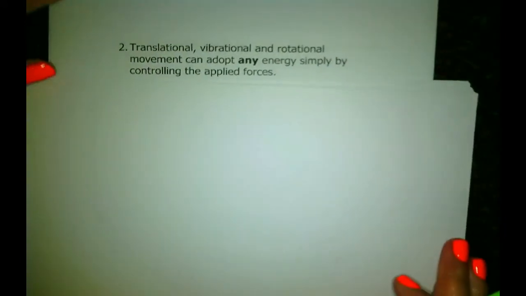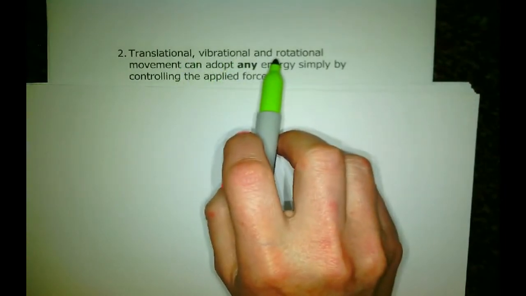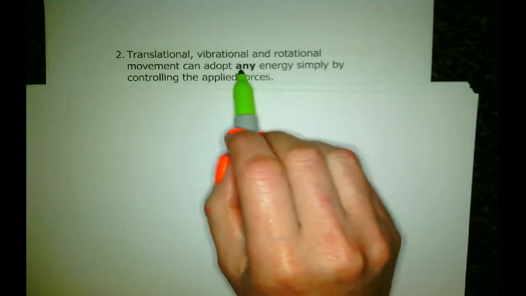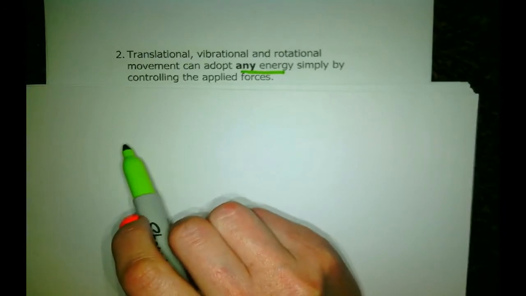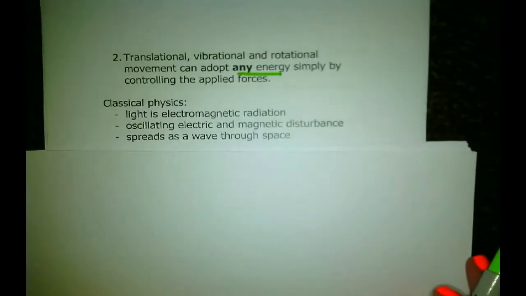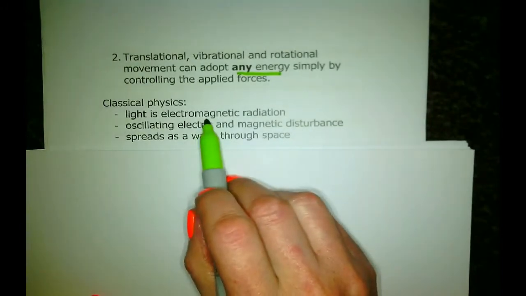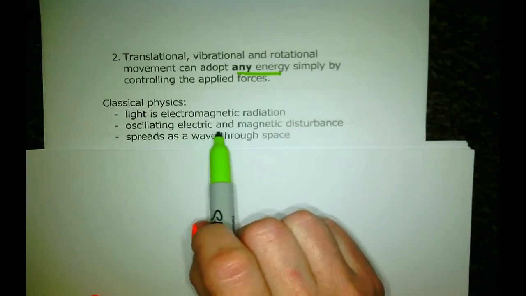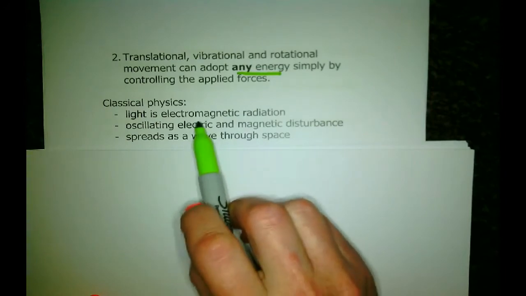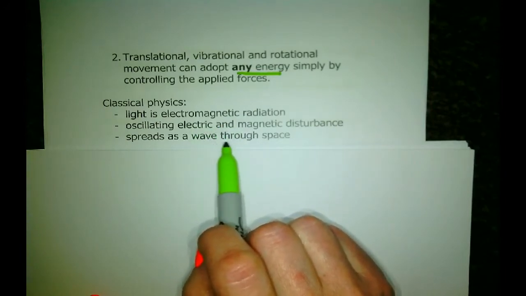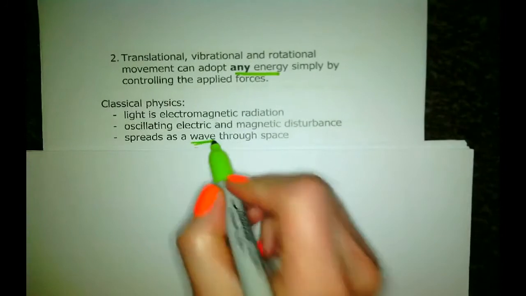Also, in classical mechanics, the different types of energies, be it translational, vibrational, or rotational energies, can adopt any value simply by changing the forces that apply to the specific objects. The classical view of light is that it is an oscillating electric and magnetic disturbance. If you think back to physics, it's electromagnetic radiation, and it spreads through space as a wave. So classically, we see light as a wave.